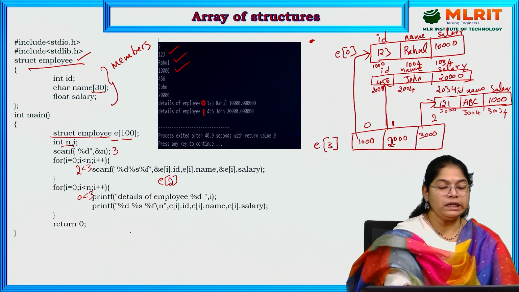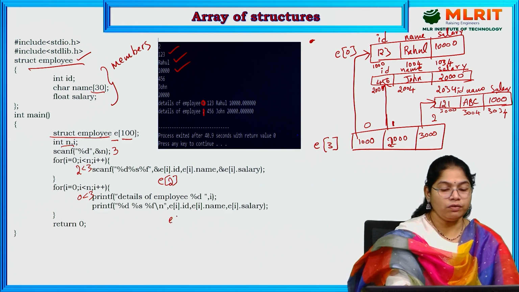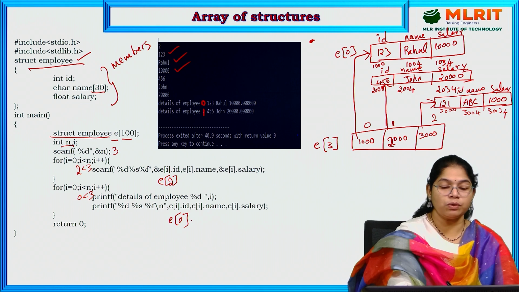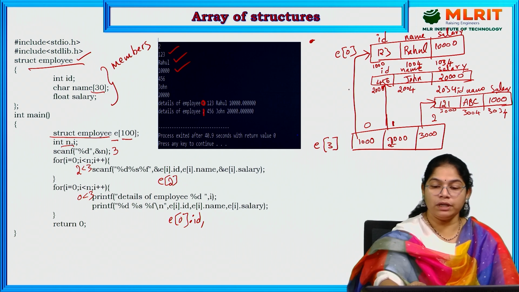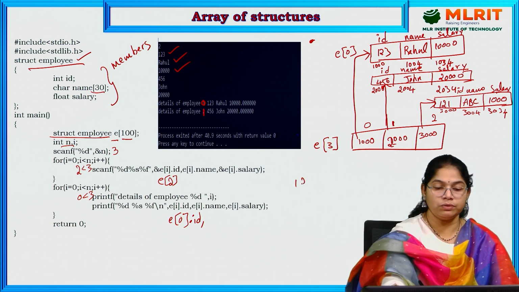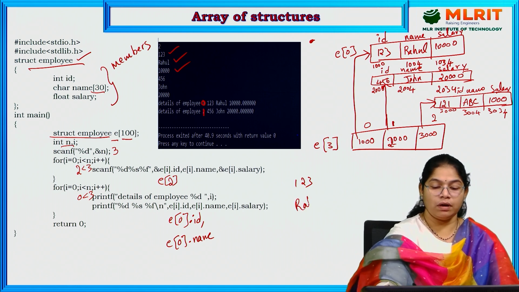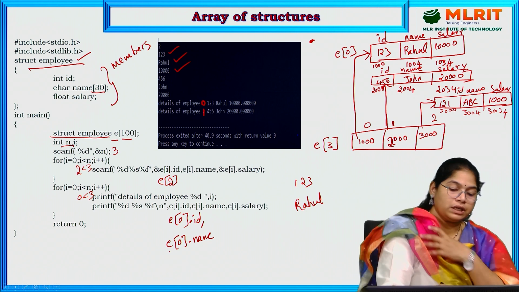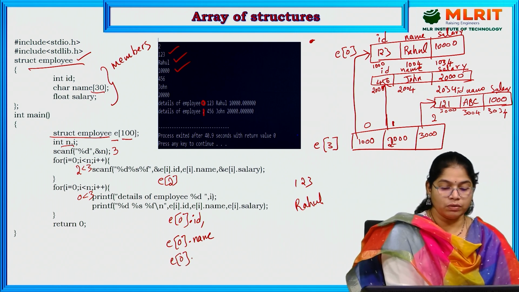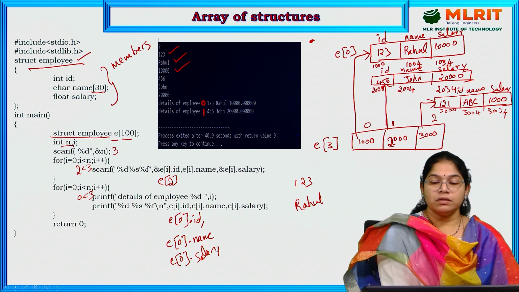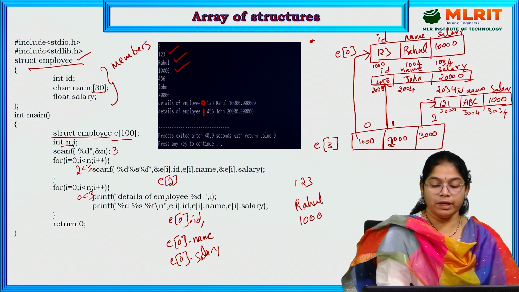Then I want to fetch the details of the employee. Then E of 0. To access the members of the structure, we have to use an access operator called the dot operator, that is dot, and the member is ID. In E of 0, we have ID as 123, so 123 will be printed. Then the next is E of 0 dot name. So E of 0 name is Rahul. Then next E of 0 salary will be printed.